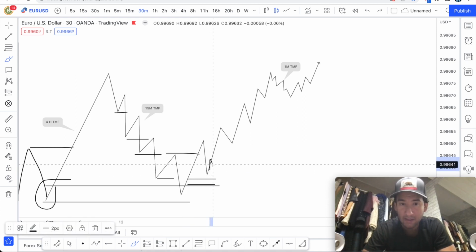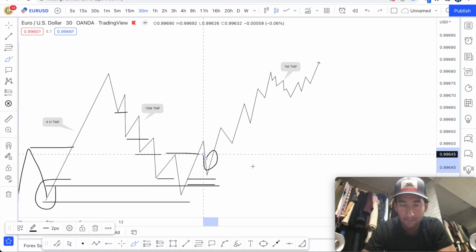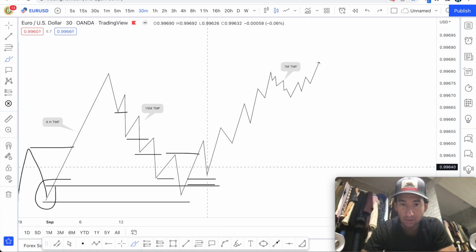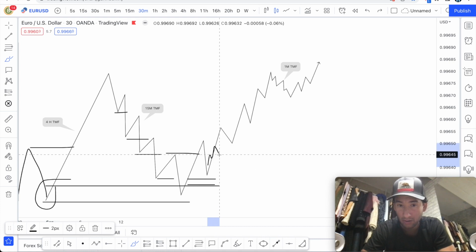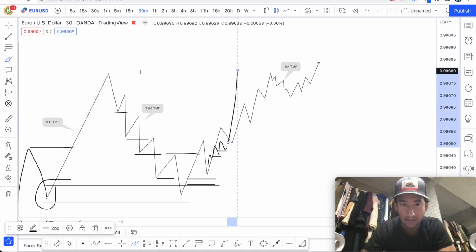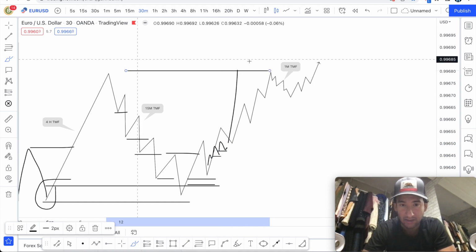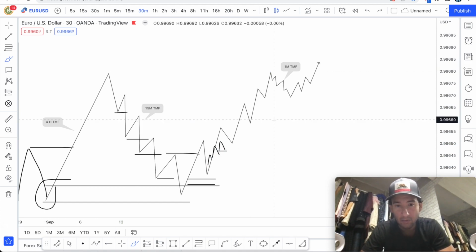We need to see structure change on the 1 minute time frame, sort of in here, okay? And we need to see that 1 minute change to show us that the structure is going bullish and that the order flow has turned bullish here. Once we see that the 1 minute has shown us that structure is going bullish here, we can look for prices to enter here on the 1 minute, and then look to continue prices higher, right, like this, and target the high, right?